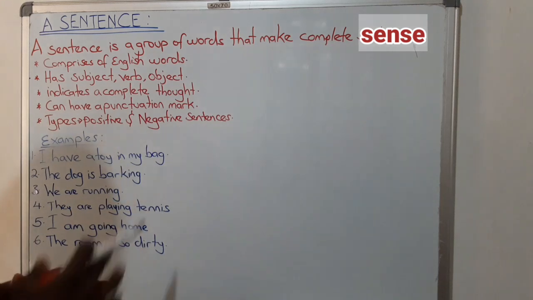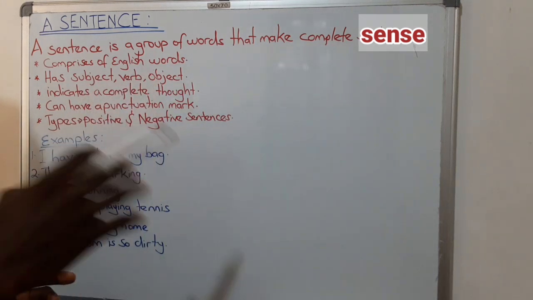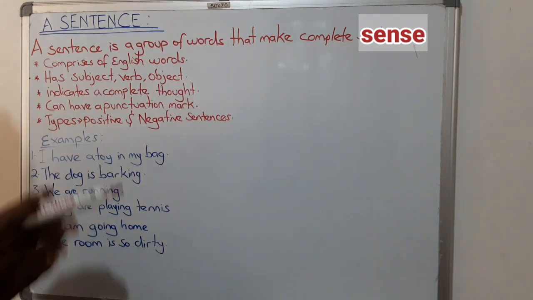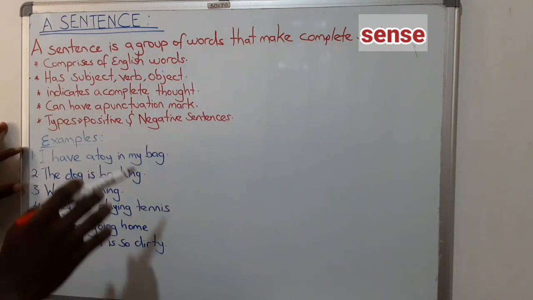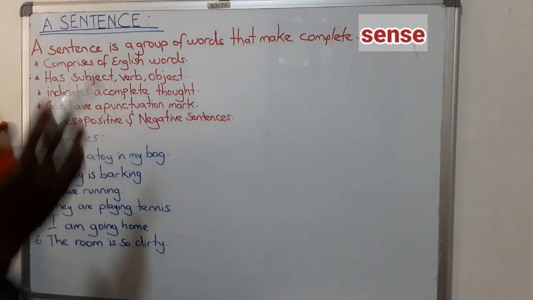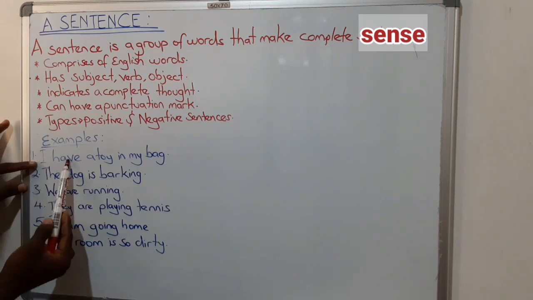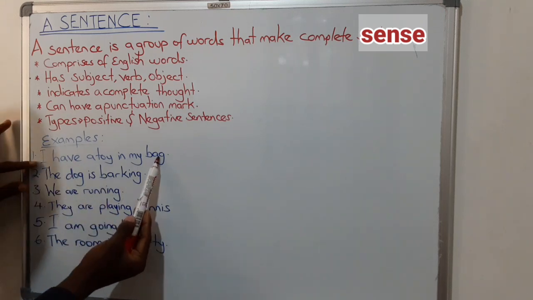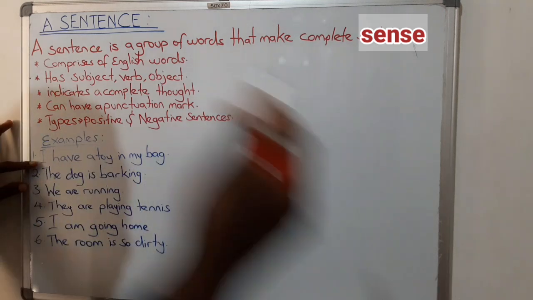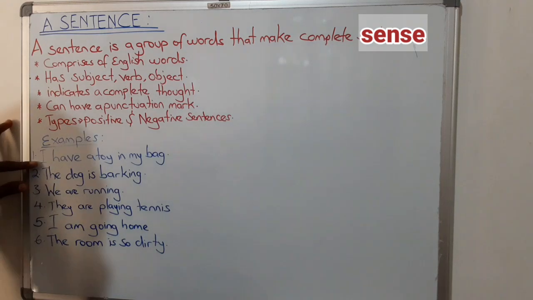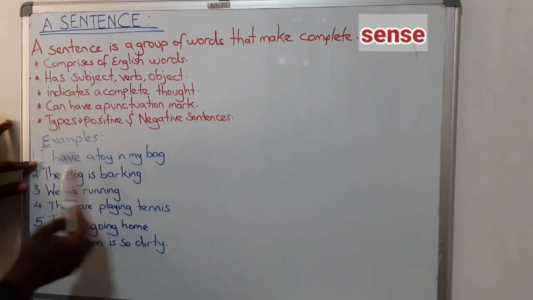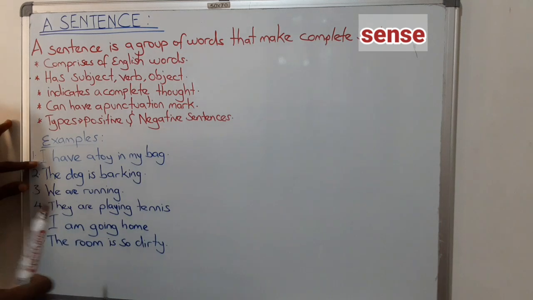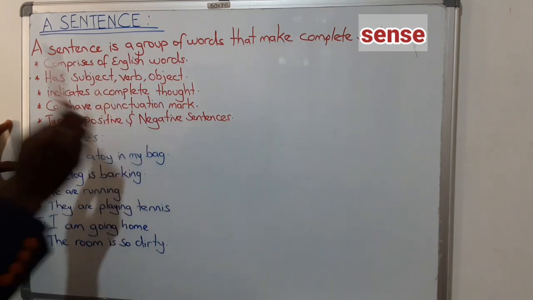We are going to look at subject, verb, object in the coming videos. But today, I want us to understand what a sentence means. So a sentence must comprise a subject. For example, if I say, I have a toy in my bag, the person speaking or expressing what is taking place is what we call the subject in English. In this case, I am talking about myself. So I is my subject.